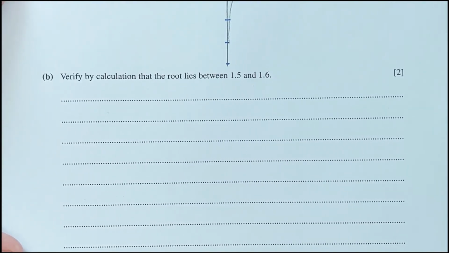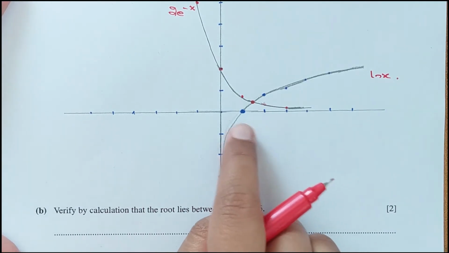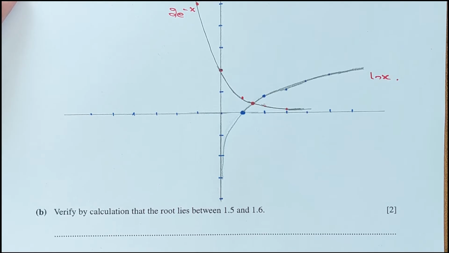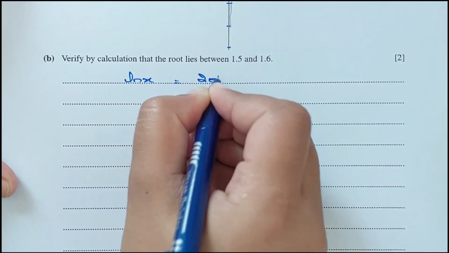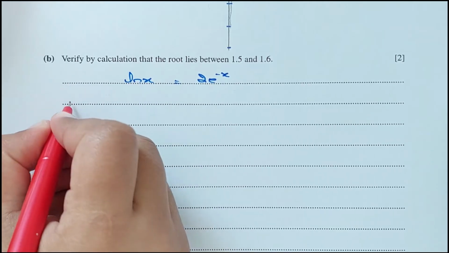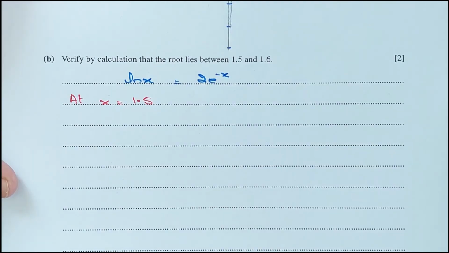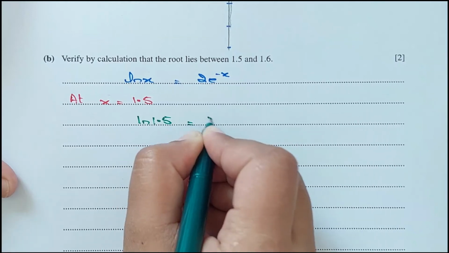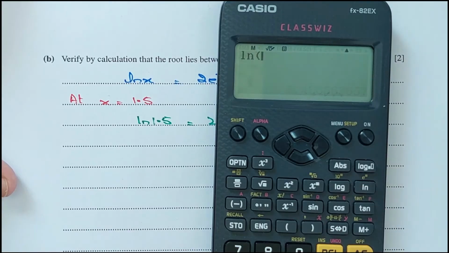Now for part B, verify by calculation that the root lies between 1.5 and 1.6. It should lie between 1 and 2, 1.5 and 1.6. So if it lies between 1.5 and 1.6, it means the sign change occurs. We have equation ln x is equal to 2e power minus x, right? At x equals 1.5, we can solve ln 1.5 equals 2e power minus 1.5, and let me calculate what is ln 1.5.